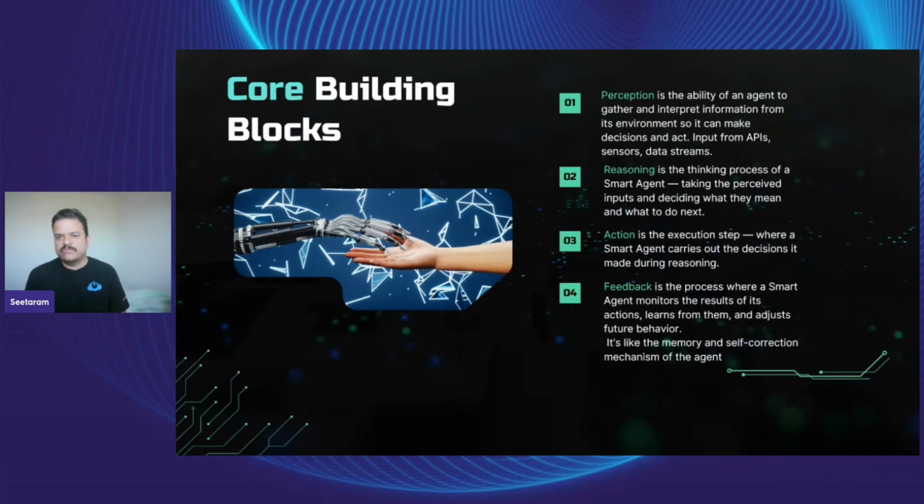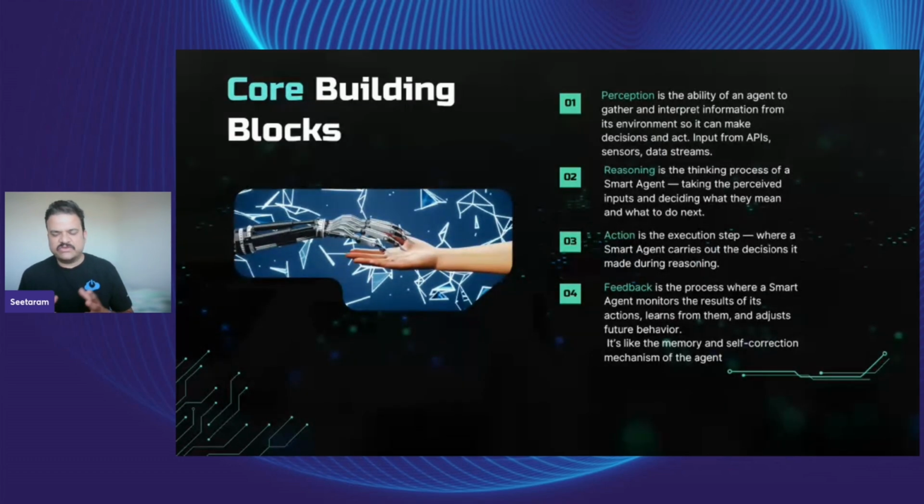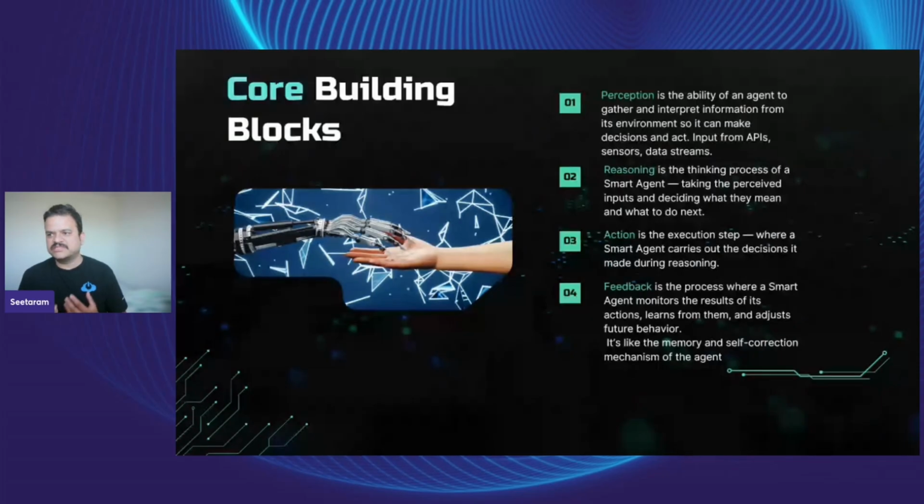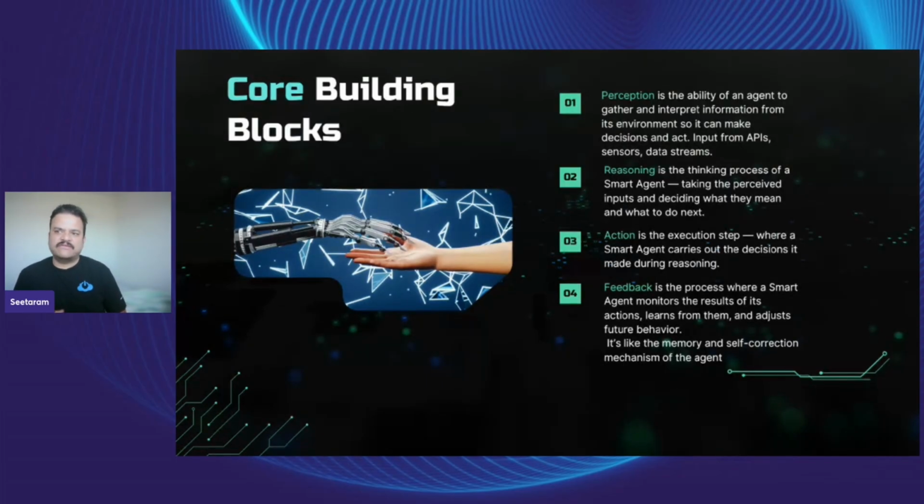What are the core building blocks of an agent? An agent has its own perception. What is perception? It's the ability of the agent to gather and interpret information that it captures through APIs, data streams, or an S3 bucket or anything else. Once it has this data, it requires a good amount of reasoning. What is reasoning? It's about thinking, like how we as humans think. The agents also think in the background, and they make decisions out of it.